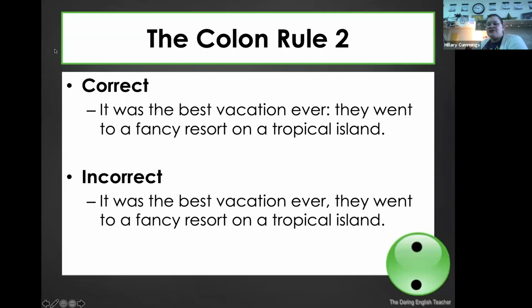It was the best vacation ever: they went to a fancy resort on a tropical island. Incorrect would be having a comma, because the comma is just not strong enough there. So a lot of times I want to remind myself that a colon is used to kind of set up an example, right?